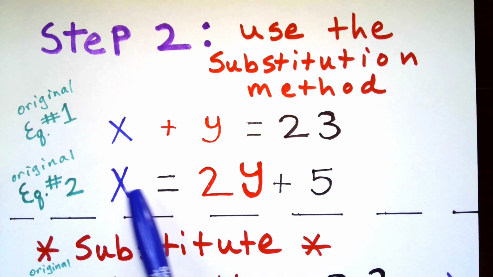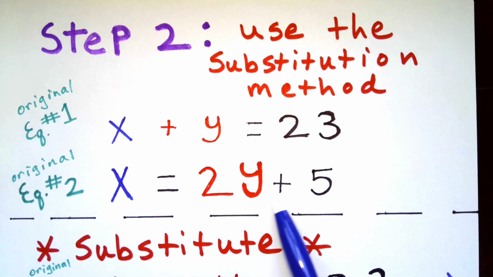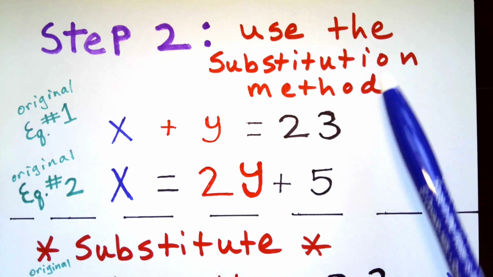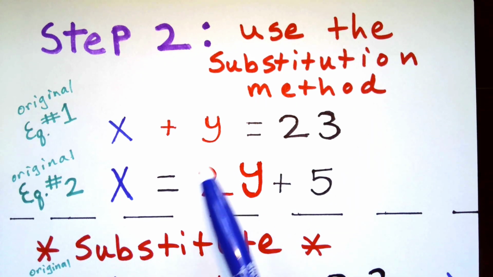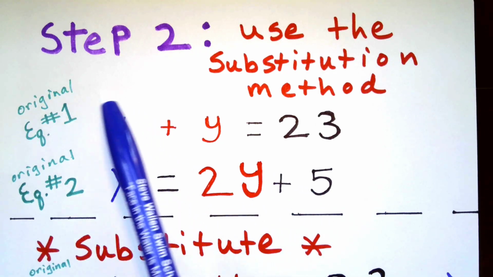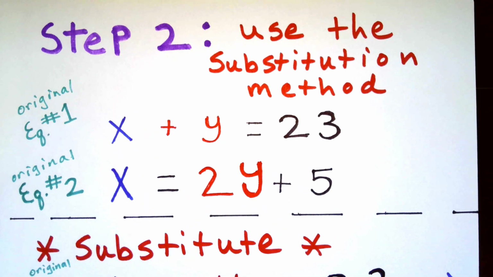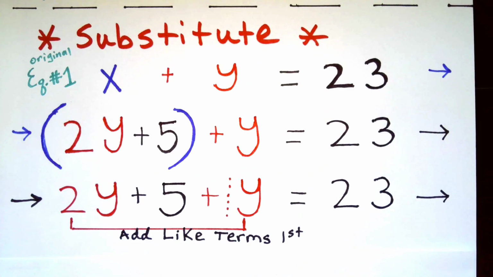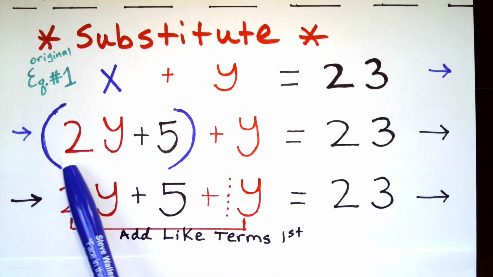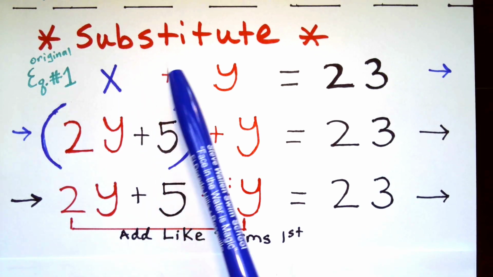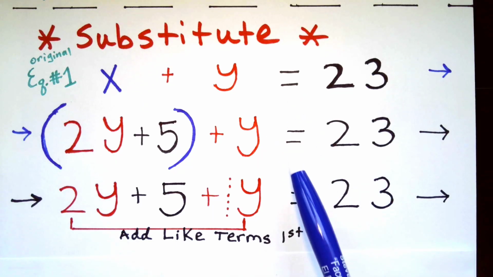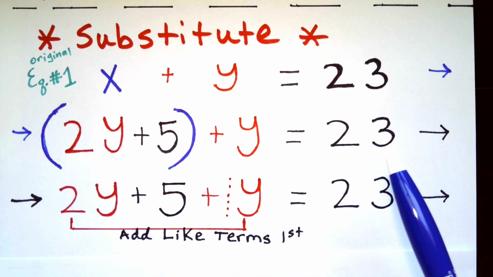Since we know the value of x equals 2y plus 5, it only makes sense, again, to use the substitution method. I'm going to substitute that 2y plus 5 for the x right here, combine like terms, and solve for y. So again, x equals 2y plus 5. Instead of an x, I can just substitute 2y plus 5 here. I'll bring down the plus sign, bring down my y, bring down the equal sign, and bring down the 23.